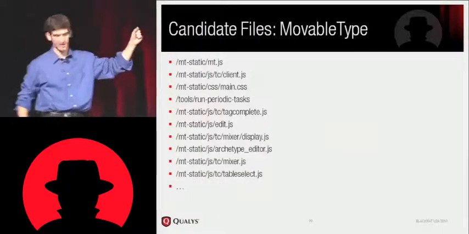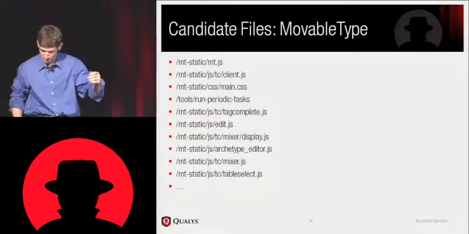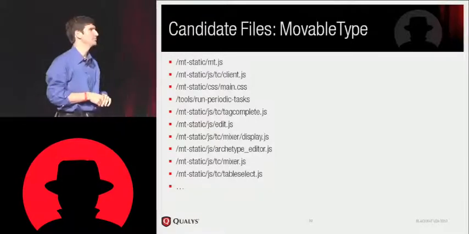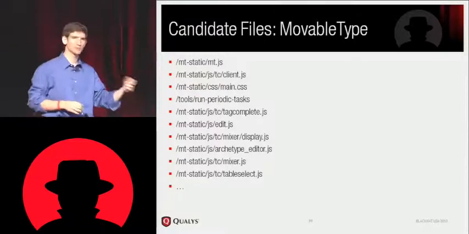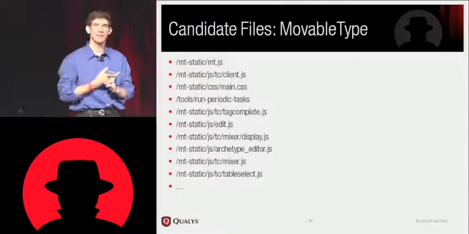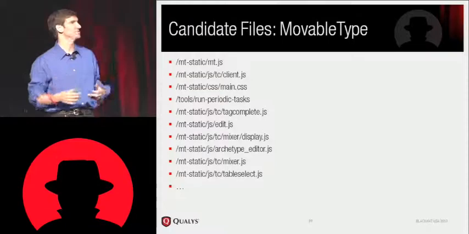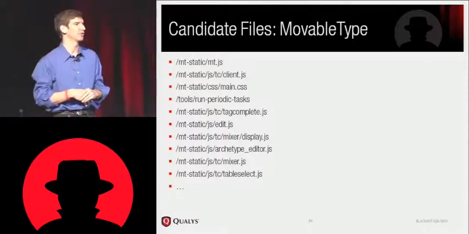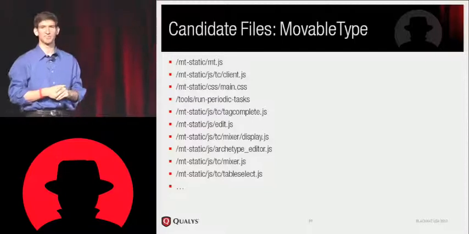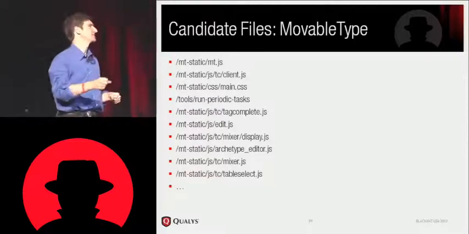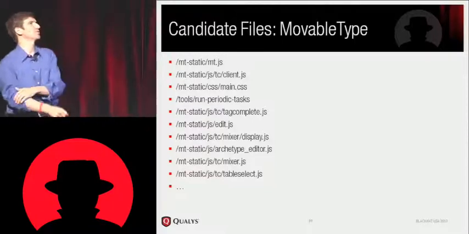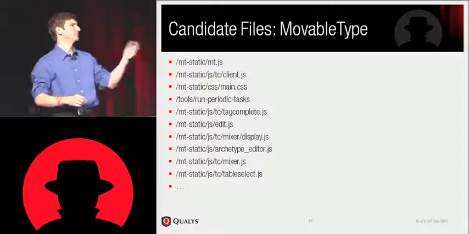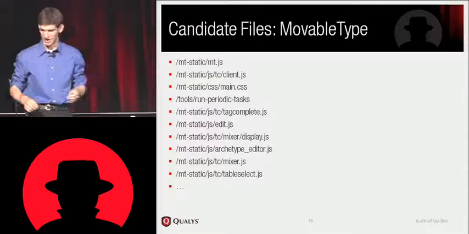So here's some of the candidate files, for example, for Movable Type, mt.js, client.js. These are all, again, static files. We're not looking at any PHP files. We're not looking at any JSP files. Those kinds of interactive files, we don't care about those. Those are all blacklisted out when we start chewing through the source code to produce the data tables. So here are the 15 that if you go to find a Movable Type machine or a Movable Type app, these are the ones that it'll get.